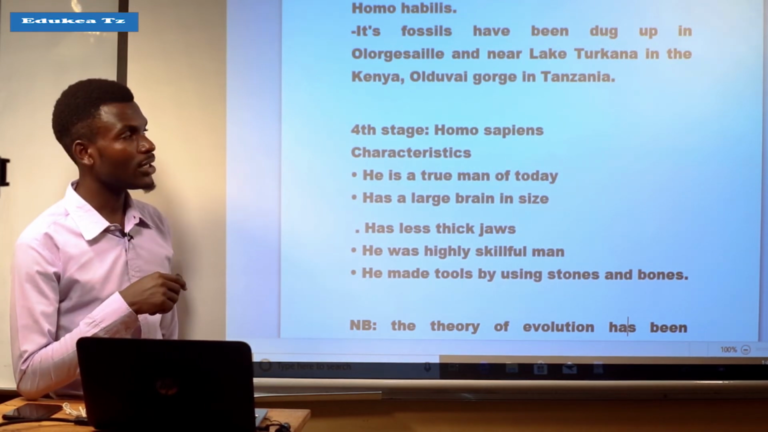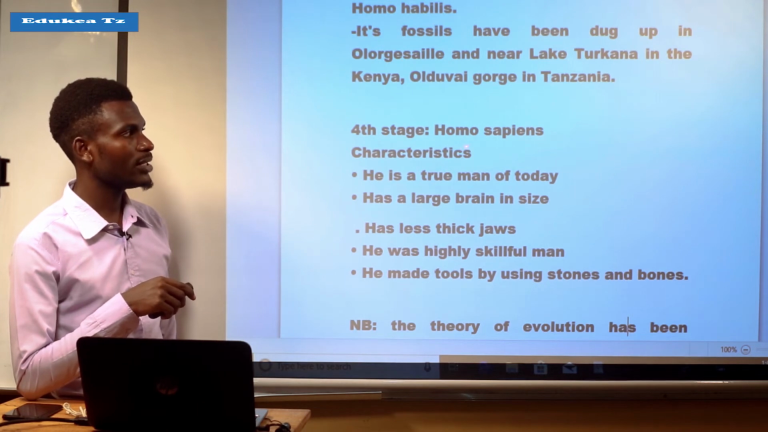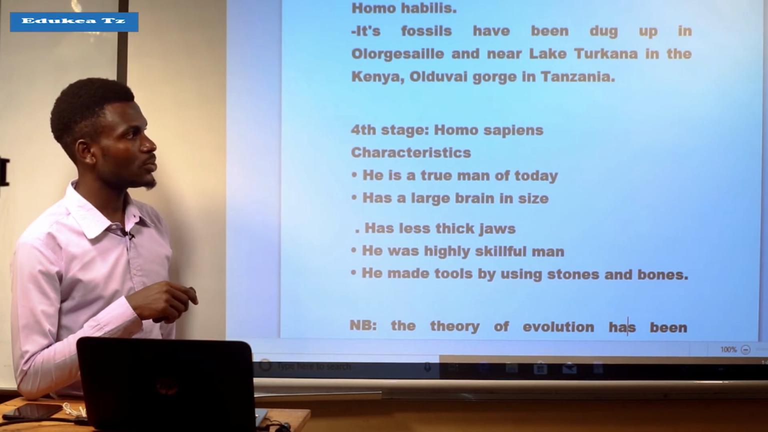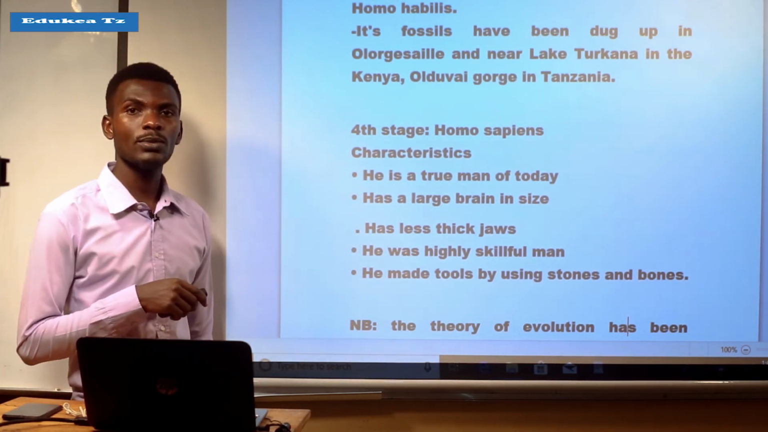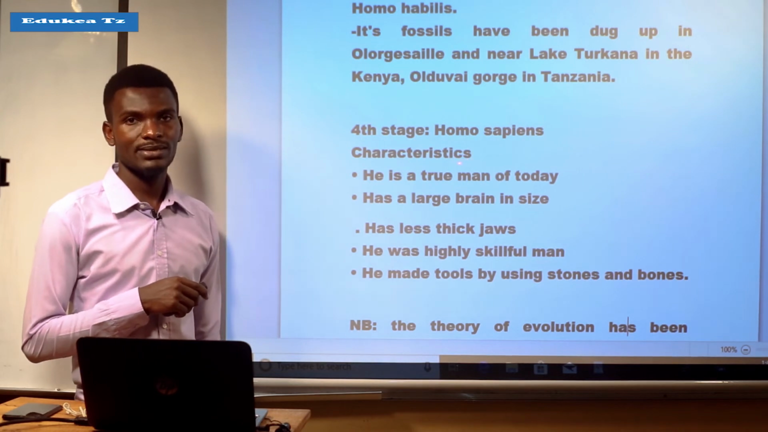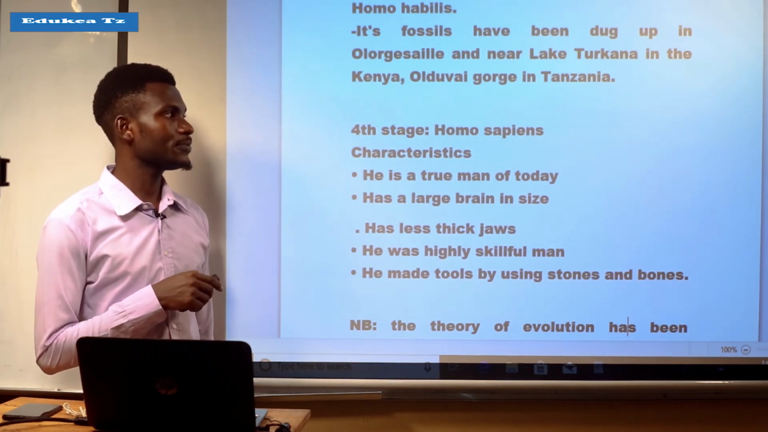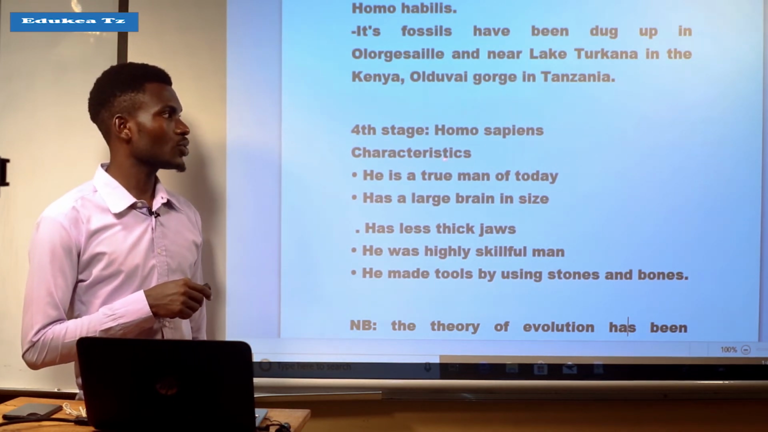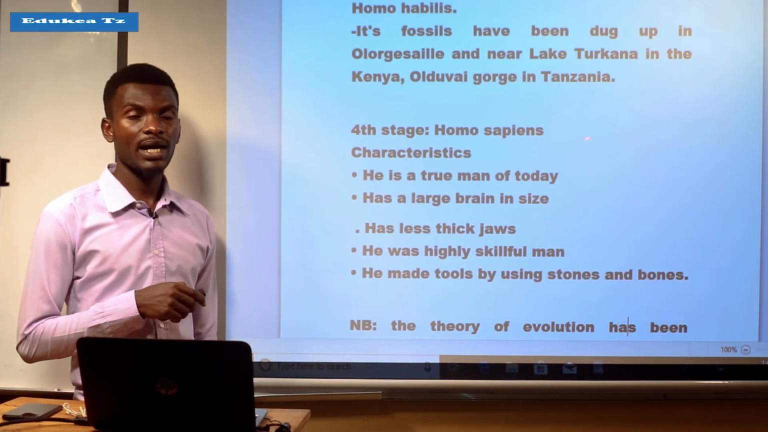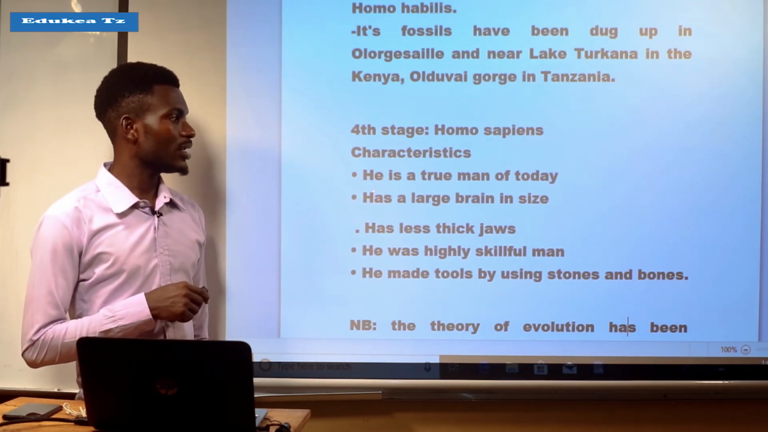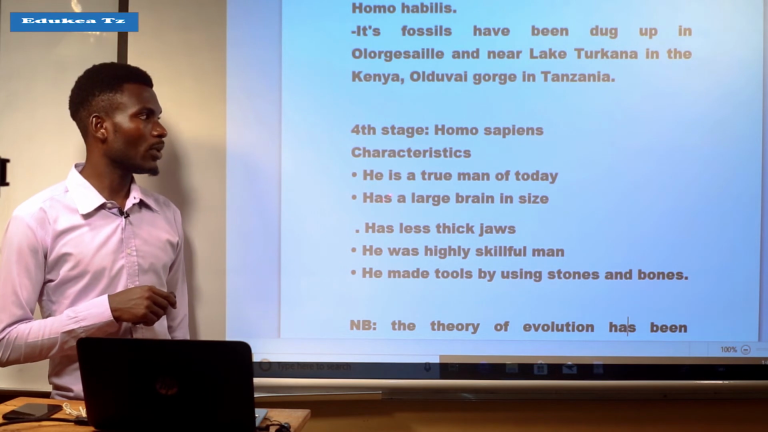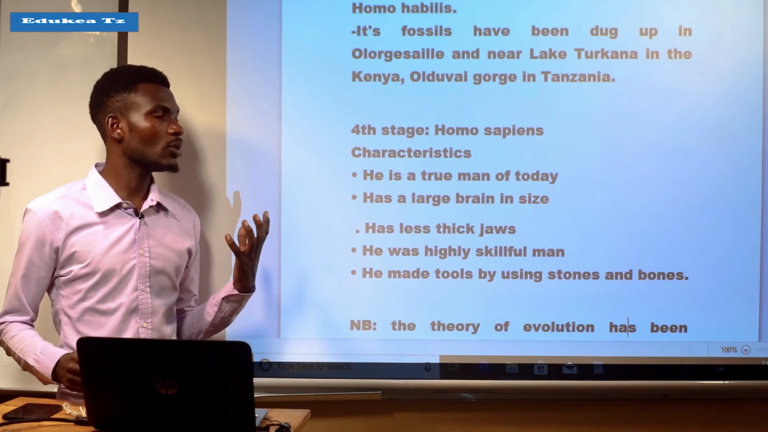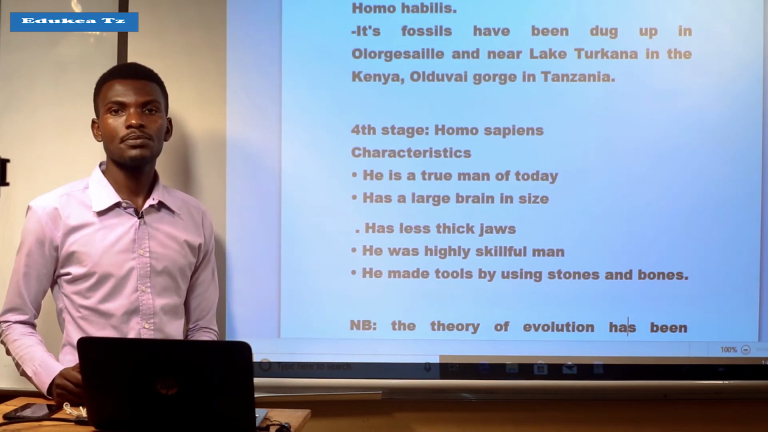Me and you, we are Homo sapiens, and that's why in biology, specifically in the classification of living things, the scientific name of human being is Homo sapiens. It means that this is the scientific name that marks the human being. So Homo sapiens is the modern man, and another characteristic is that Homo sapiens has a larger brain size. It means that the modern man, Homo sapiens, has a large brain size.